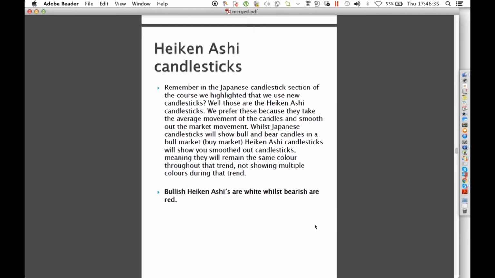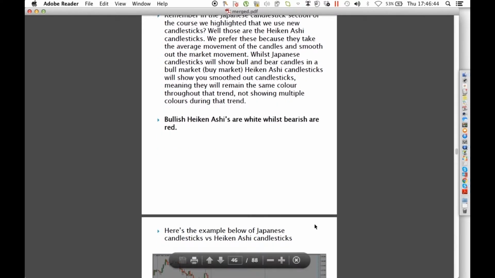Whilst Japanese candlesticks will show bull and bear candles in a bull market, Heikin Ashi candlesticks will show you smoothed out candlesticks, meaning they remain the same color throughout the trend and do not show multiple colors in that trend. Another thing to take note of is that bullish Heikin Ashis are white while bearish Heikin Ashis are red, meaning that when you see white Heikin Ashis, we're buying, and when you see red Heikin Ashis, we're selling.